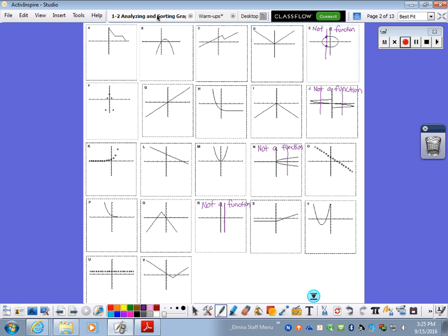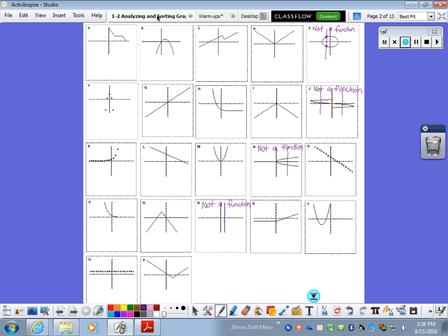So those 4, E, J, N, and R, are not functions because they fail the vertical line test. Part of your homework is to identify those graphs that are not functions, draw a vertical line through them, and label them not a function. Another part of your homework tonight is to determine which graphs are continuous or discrete.